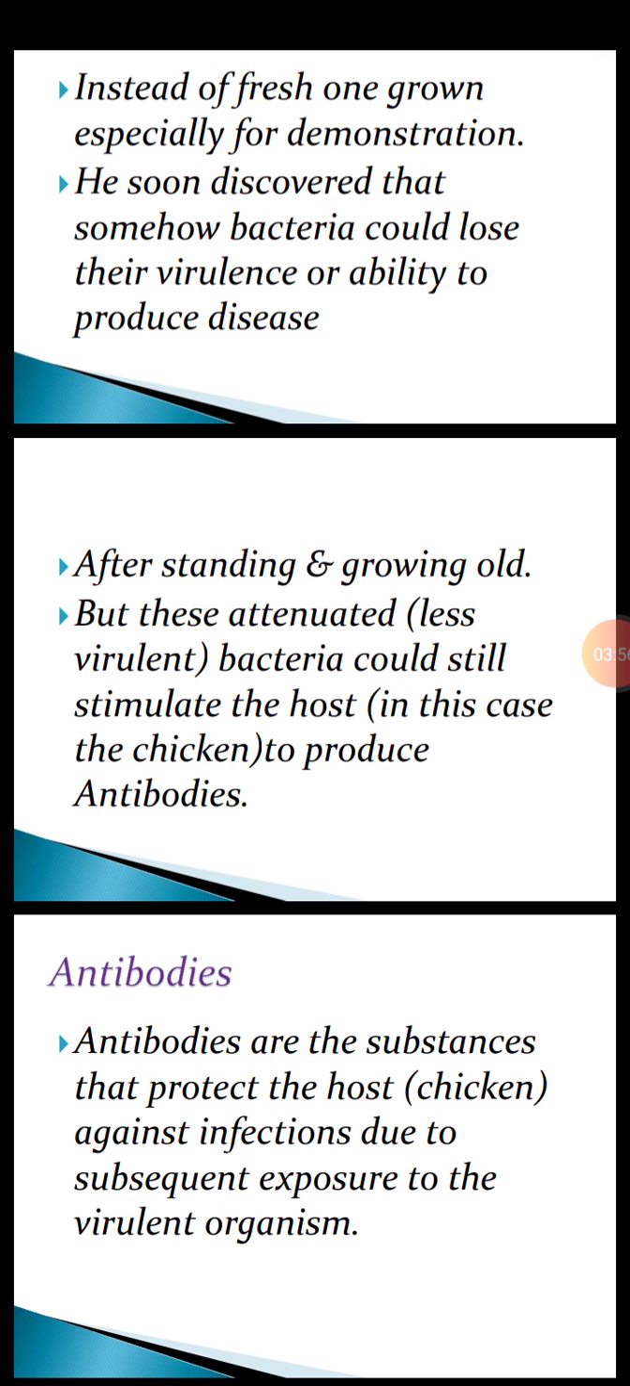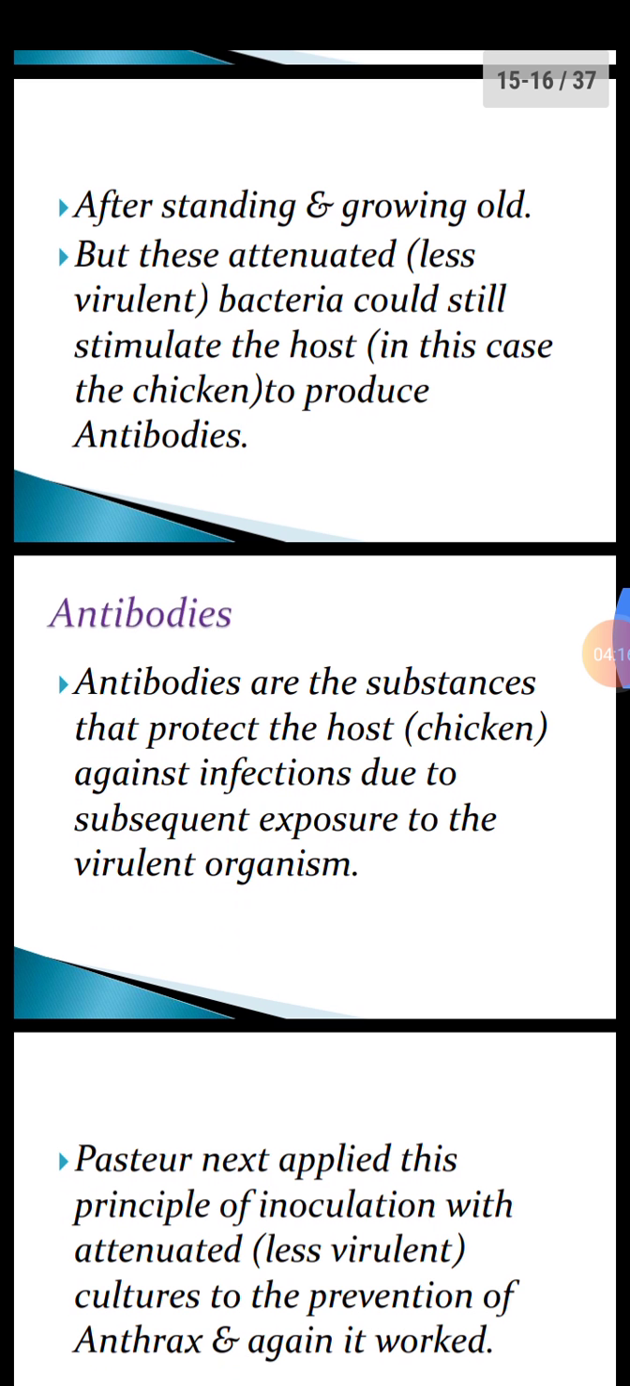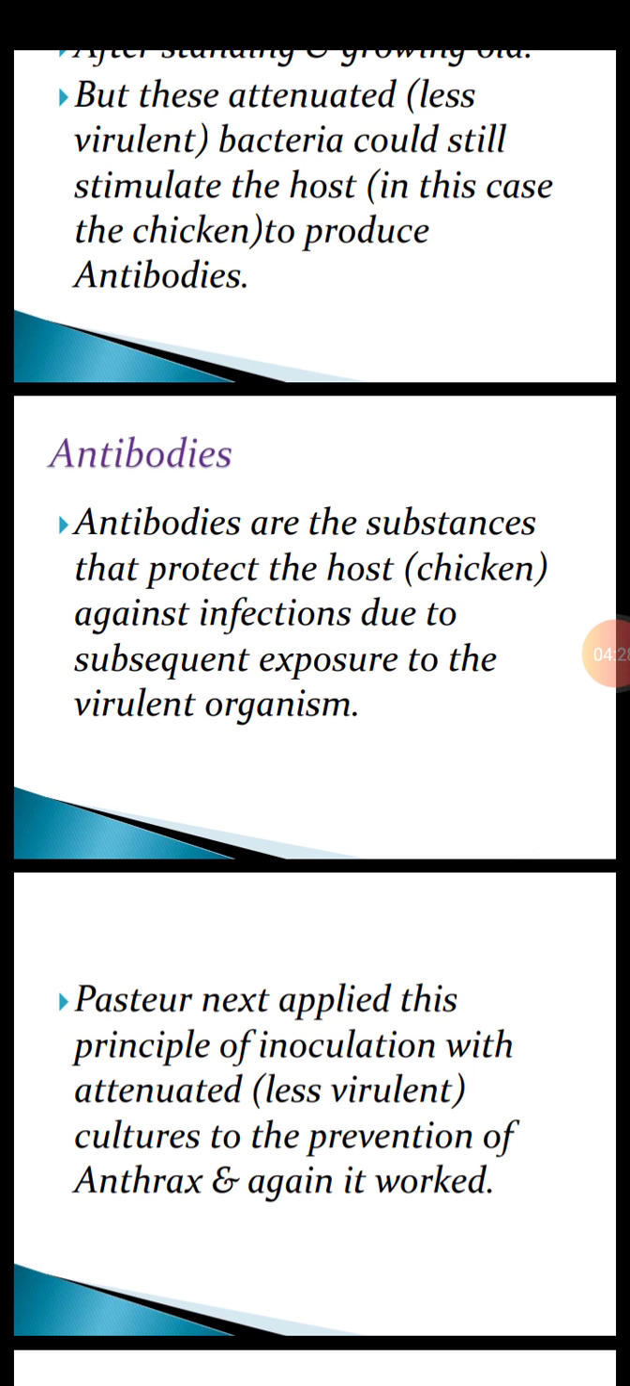After standing and growing old, these attenuated bacteria, which are less virulent, that is, they have less ability to cause disease, could still stimulate or activate the host. Which host? Chicken, to produce antibodies. Antibodies are the substances that protect the host chicken against infections or diseases due to subsequent exposure to the virulent organism. There is a difference between these two terms. Virulent means which has ability to cause disease. Attenuated means less virulent, which have less ability to cause disease.